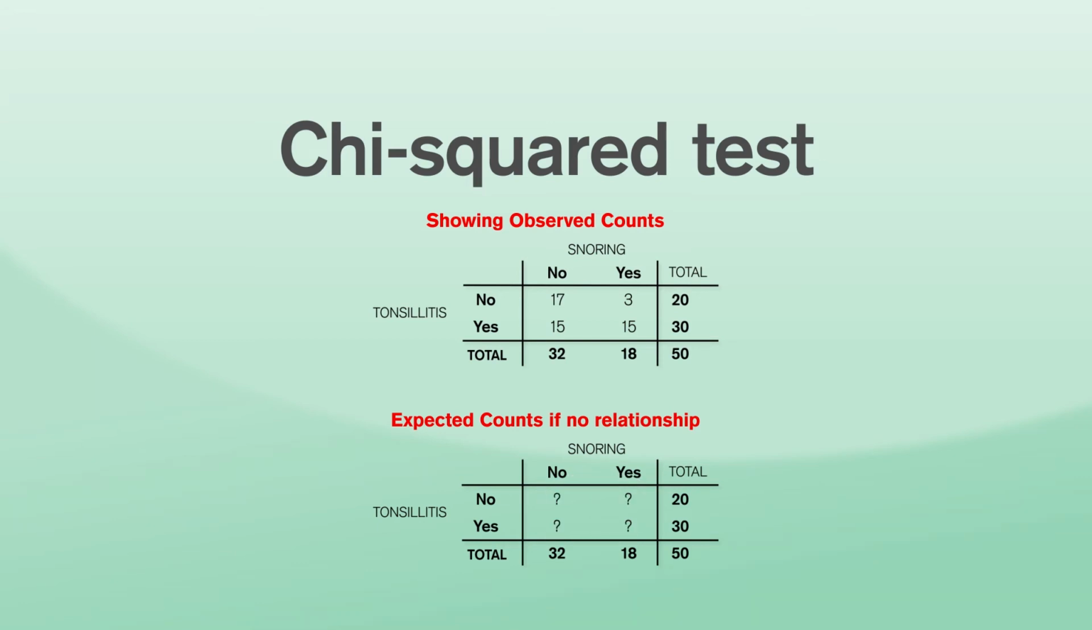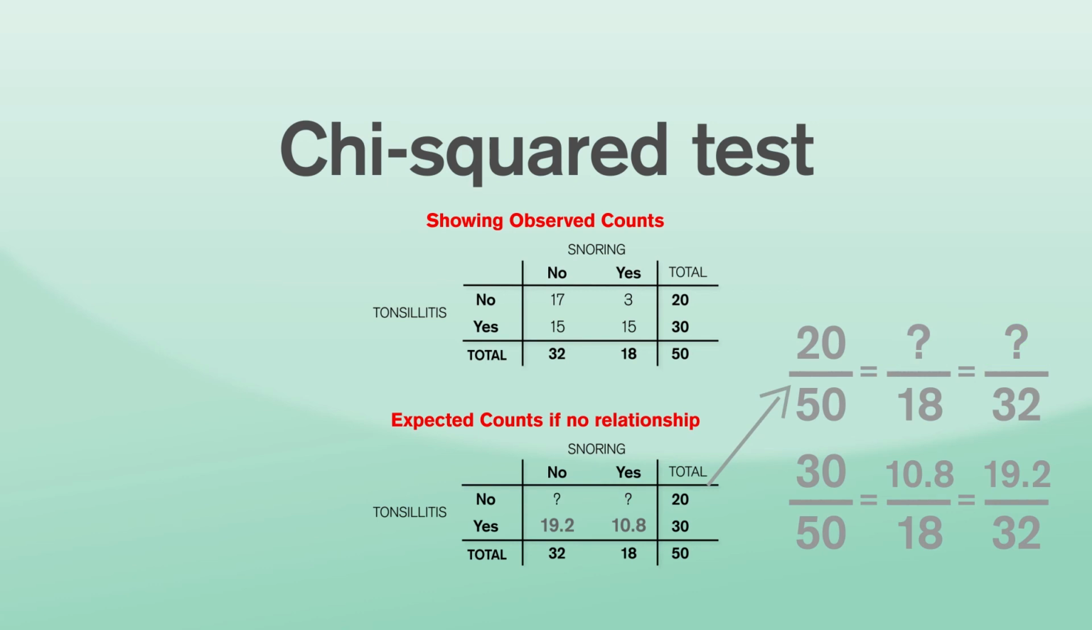Let's start with the cell corresponding to those with tonsillitis and who snore. We observed 15 people with tonsillitis who snore. If snoring and tonsillitis are not related, how many would we expect to see here and here? If the response to snoring is independent of tonsillitis, then the proportion of those with tonsillitis, which is 30 out of 50, should be reflected in the proportion who say yes to snoring and in the proportion who say no to snoring. So we expect these values to be 10.8 and 19.2. We repeat this for the other row of values and get 12.8 and 7.2.